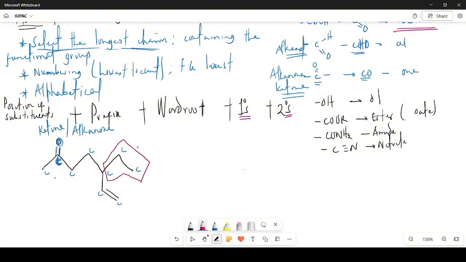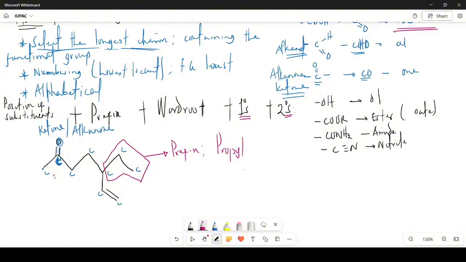Perfect. You regard it as a substituent. So here is our substituent. And this substituent right here, what are you going to call it? You call it a prefix. And what is this prefix? It has 3 carbons. So that's going to be what? Propyl again. Do you understand? Now you need to number for you to know the position in which this substituent is.